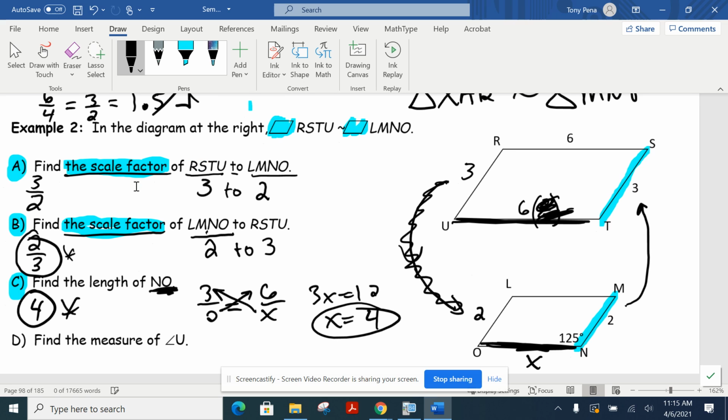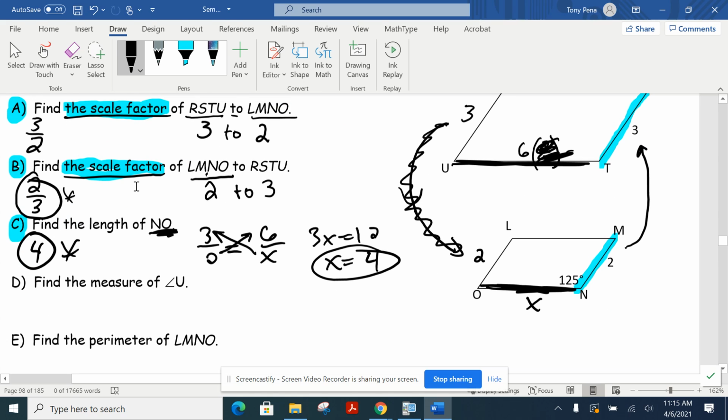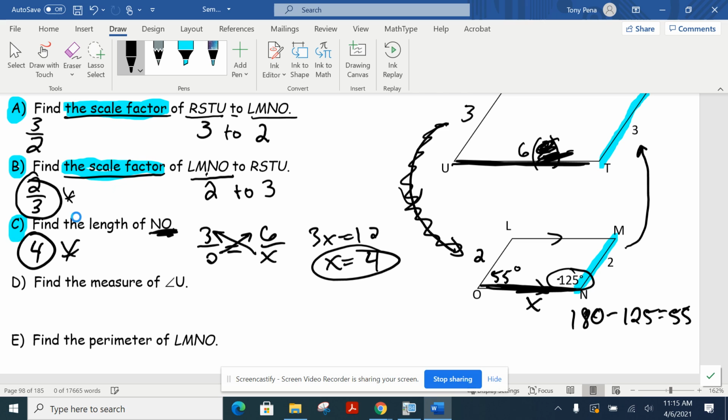All right, real quick, a measure of angle. You remember in a parallelogram, which these are, consecutive angles are supplementary. So if this is 125, if I did 180 minus 125, that leaves me with 55. So this angle has to be 55 degrees.